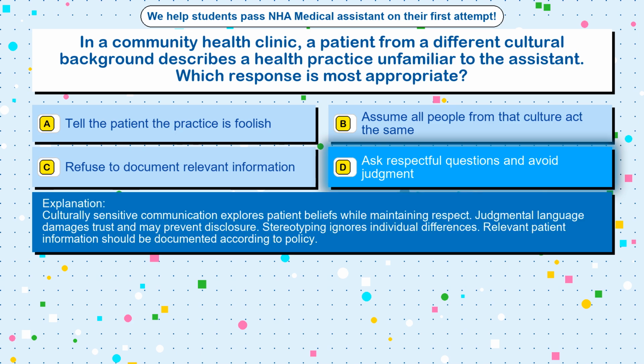Culturally sensitive communication explores patient beliefs while maintaining respect. Judgmental language damages trust and may prevent disclosure. Stereotyping ignores individual differences. Relevant patient information should be documented according to policy.